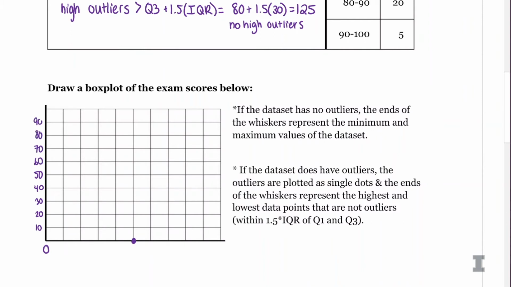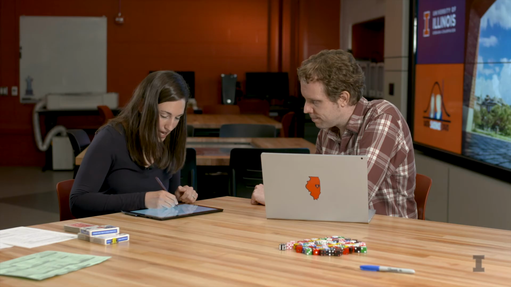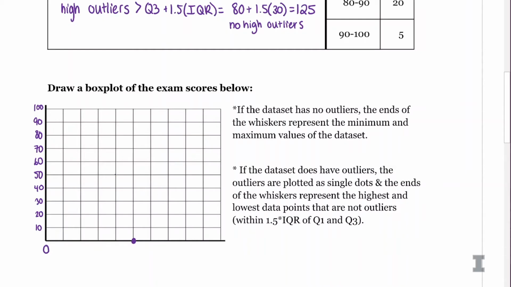So the Q1, Q2, and Q3. And we had Q1 actually as 50. So I'm going to draw a line right at 50 for my Q1. My Q2 was 70 for my median, and then Q3 was 80. And here is my box for my box plot.